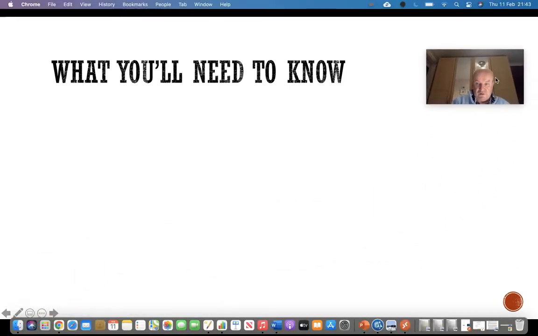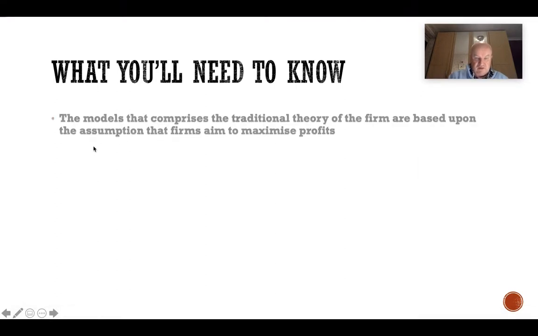So let's take a look at what you're going to need to know. So this again is straight from the specification. Some models that comprise the traditional theory of the firm are based on a number of assumptions that firms aim to maximize profits. Okay, so more often than not, the profit maximization objective is probably going to be the most frequent one that you will use. So understanding that and the reasons why and where businesses choose to produce, at the levels at which they choose to produce, and the levels at which they choose to sell their goods and services, that clearly is going to be driven by the profit maximization principle.